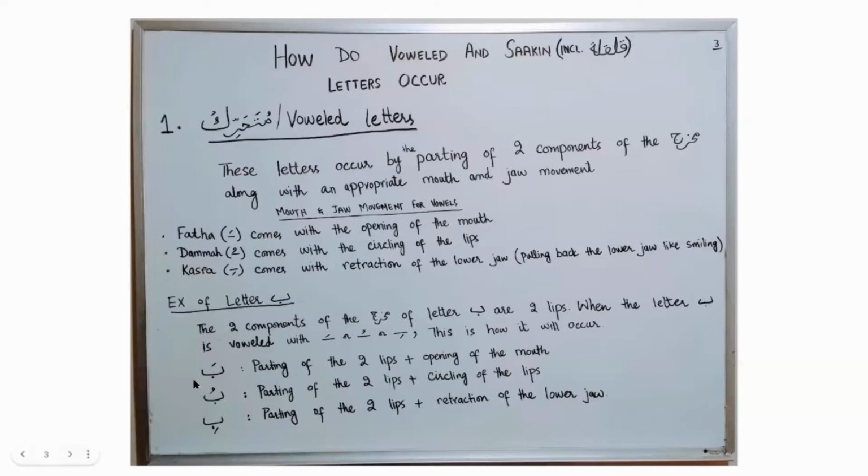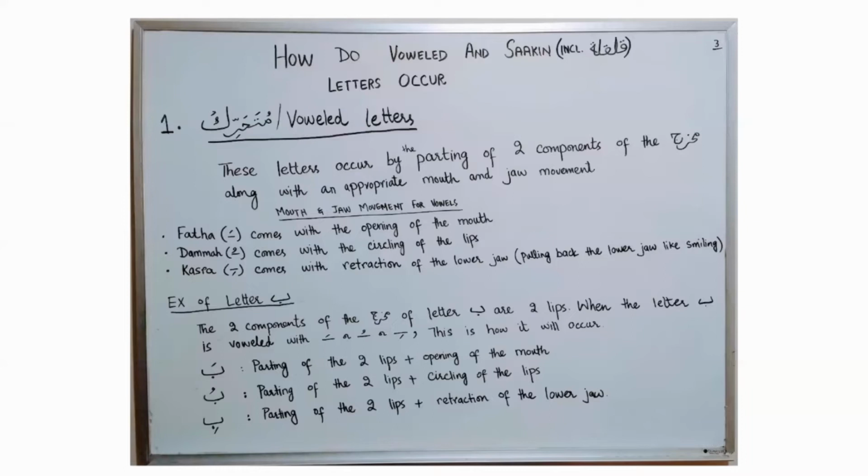And now when letter ba has a fatha, fatha comes with the opening of the mouth. So I will say ba. I will part 2 lips plus opening of the mouth. One thing that I have to make sure is that I don't say it like this, because in this case, I'm not opening my mouth properly. In fact, I'm using the sides, and this is not right.